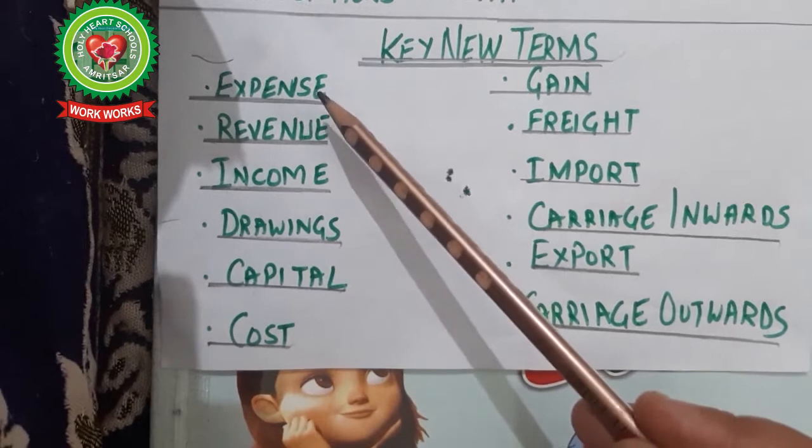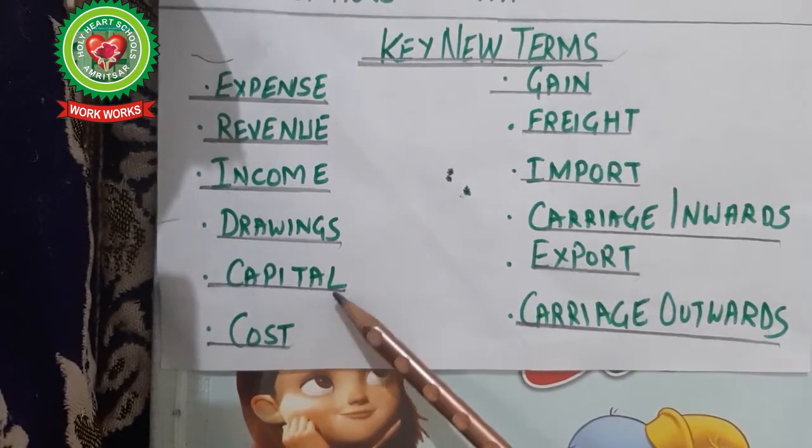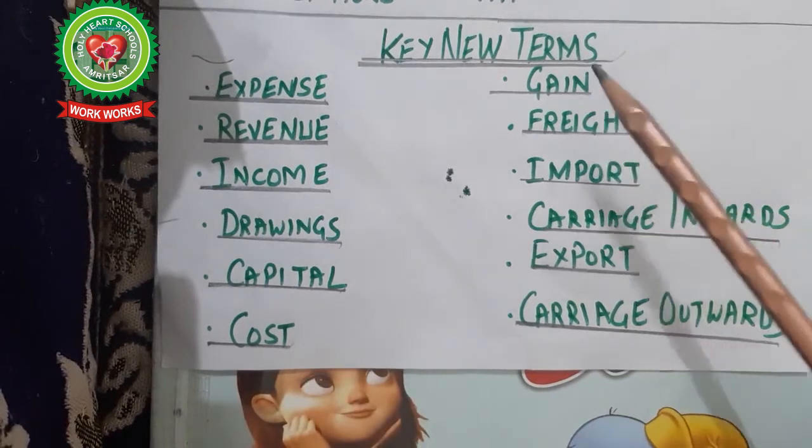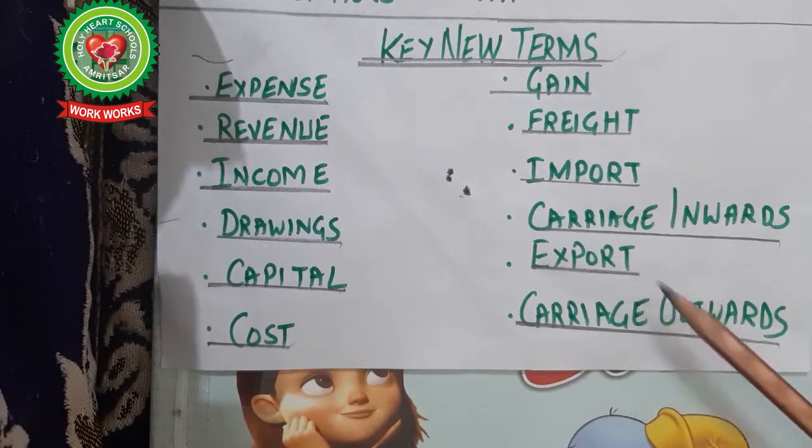First of all, expense, revenue, income, drawings, capital, cost, gain, freight, import, carriage inwards, export and carriage outwards. Other than this, we will also cover discount, types of discount, account, books of account, and moreover debit and credit. We'll revise those terms because we have already done these terms.